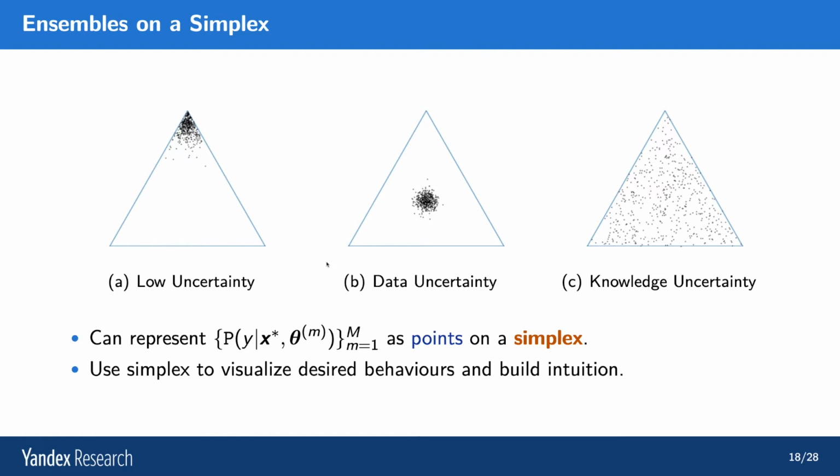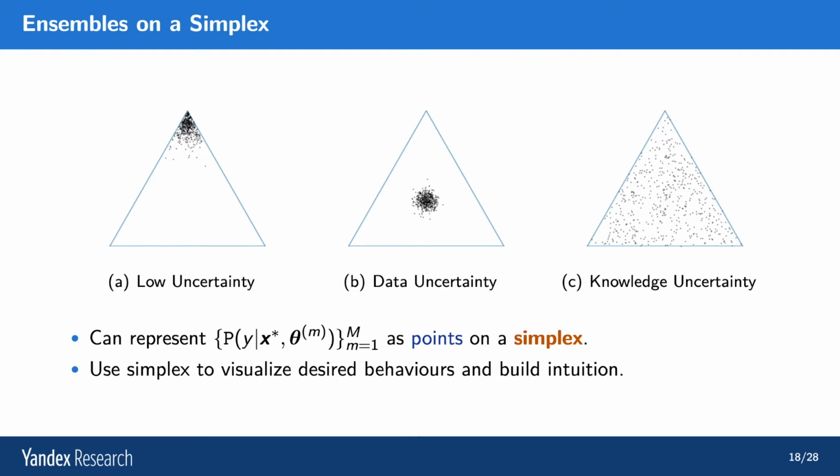When the ensemble is confident and we have low data uncertainty, we have a tight cluster of points at one of the corners. So let's say this is class 1. All the models agree that it's class 1, and they generally give high confidence, low entropy predictions in the region of class 1.